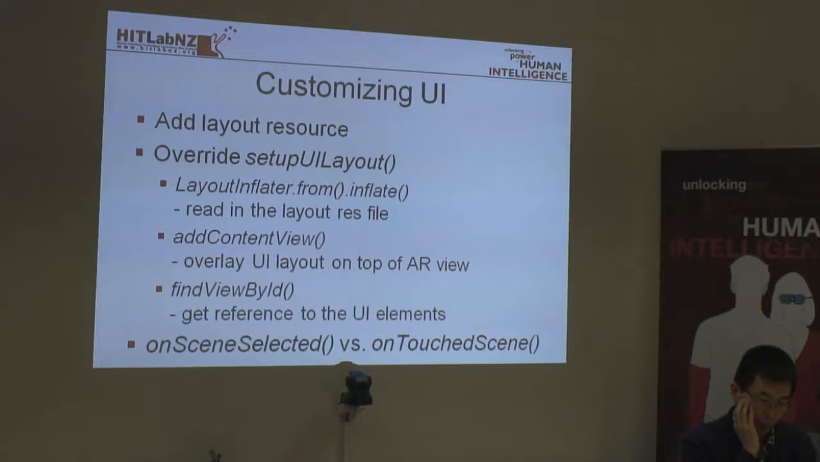And customizing the UI, you can override the setup UI layout function from the base class. And in there, you can pretty much load the XML file for standard Android UI. Then you can add that as you're calling this add content view function, and then it will create an overlay on top of your AR view. So then the rest of the code is just same as the Android code that you can do: add a listener for when it's clicked or something, and then you can write your own customized UI code.